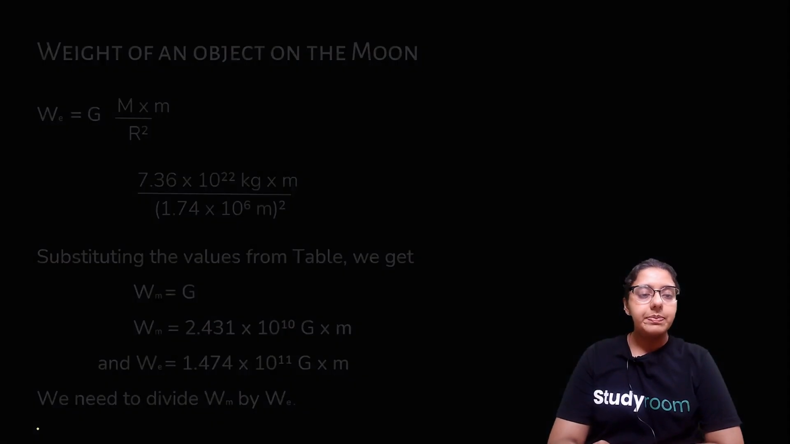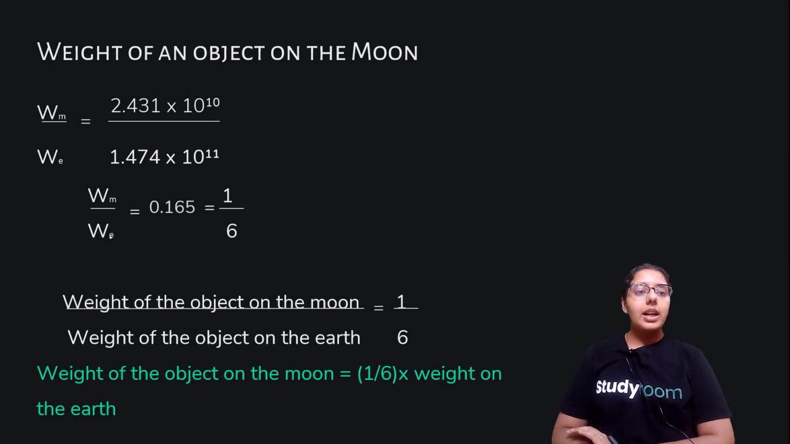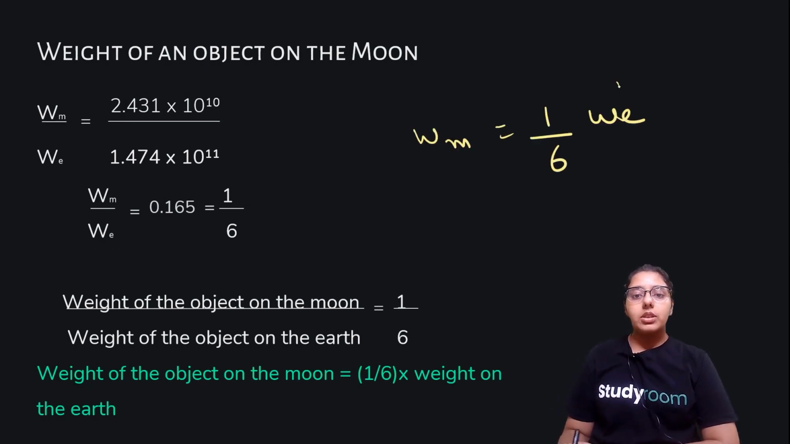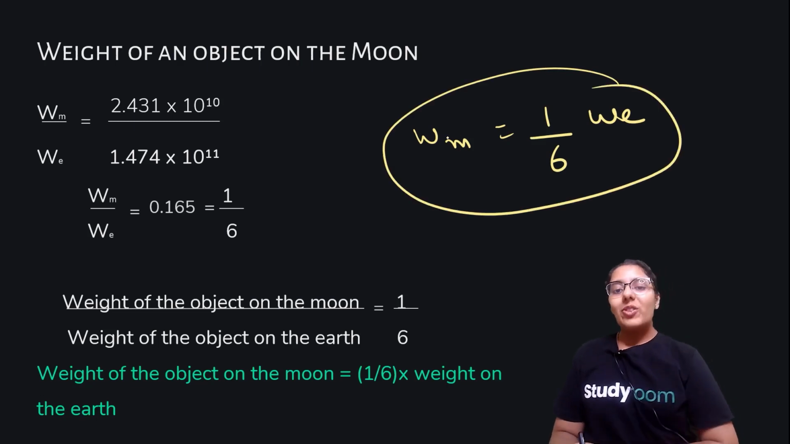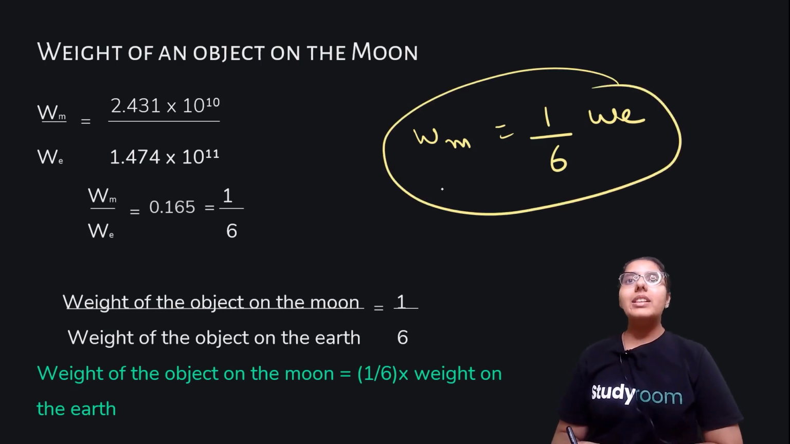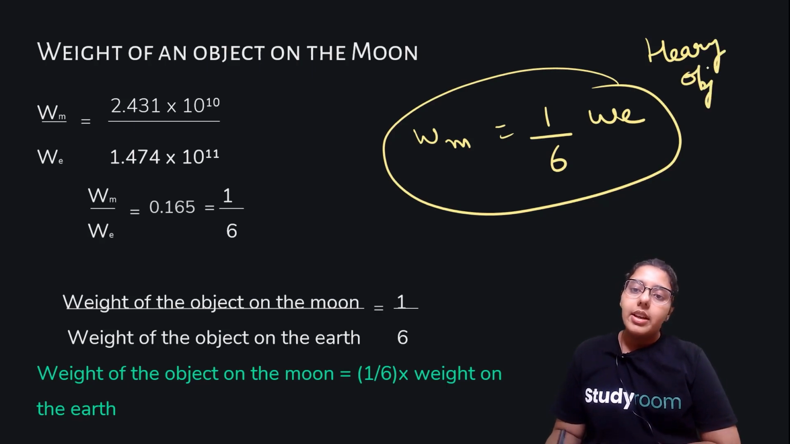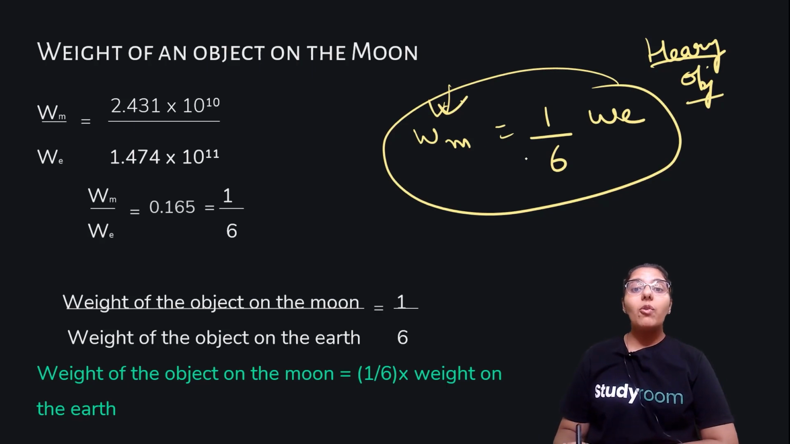After this, we will just divide weight on moon upon weight on earth. And what do we get? That weight on moon is 1/6 times weight on earth. Are you getting this? What does that mean? That, for example, if you are very fat or if a heavy object is kept in space, its weight will become 1/6.